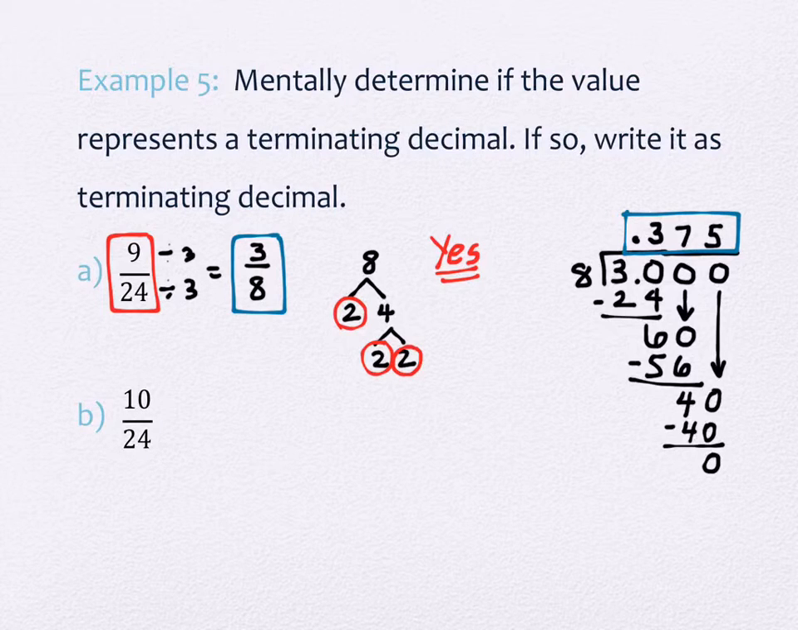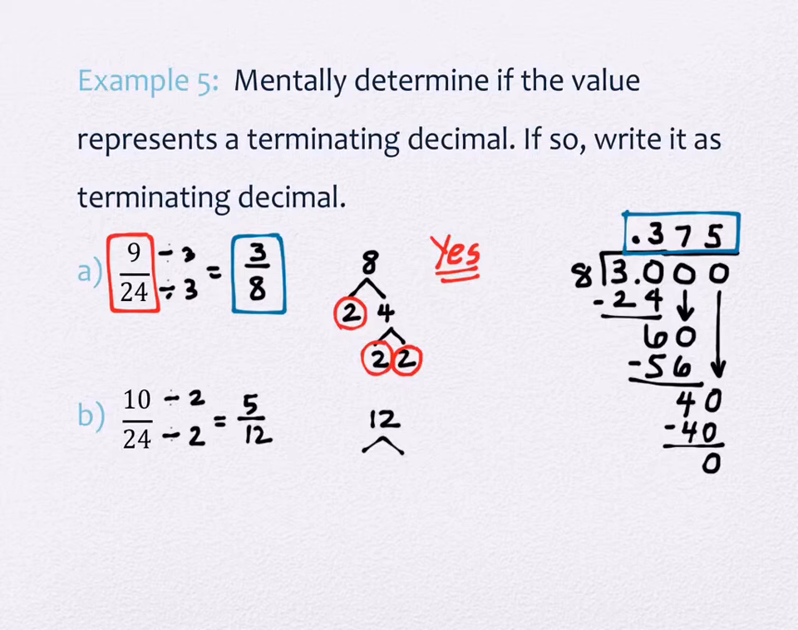10 and 24, what do I do first? Yeah, I reduce. And so they'll both divide by what? 2. Now what if I did it and they didn't have the ability to reduce? What would I do then? Just go on to step 2, right? Yeah, just go on to the factoring. Okay, so that will happen sometimes too. How does this one factor? And what does it reduce to? 5 over 12. All right, so now we're going to take that 12 and we're going to factor it.